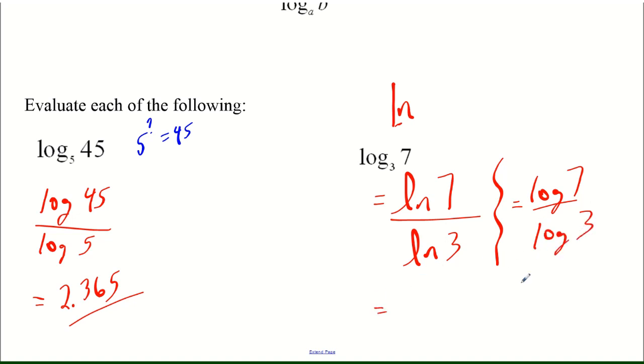Just to show you, you can try both. You're going to get the same answer. It doesn't matter what base you choose. They have to give you the same answer because they're both being used to evaluate the same thing: 3 raised to what power gives me 7. So if I use the natural log button instead of the common log button, natural log of 7 divided by the natural log of 3 is 1.771. And if I do the common log route instead, common log of 7 divided by the common log of 3, of course, as I said, I get the same thing.